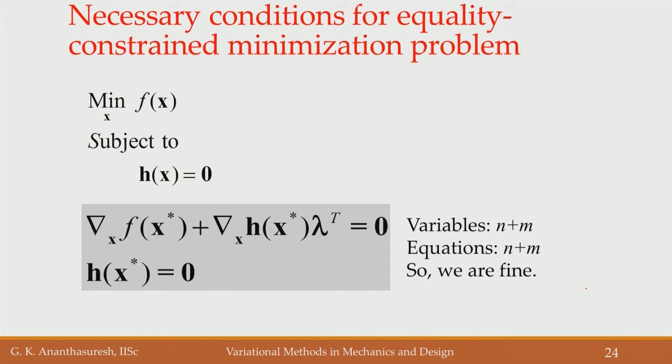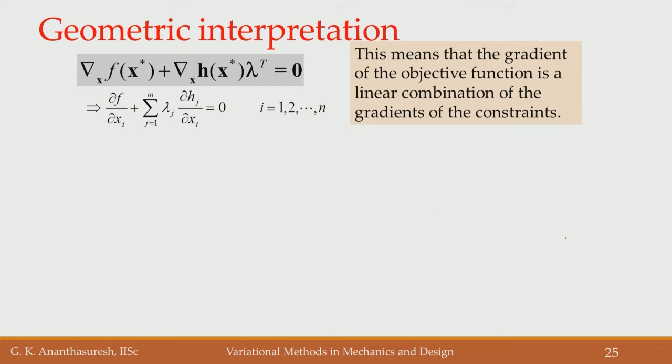But then we also have the Lagrange multipliers, lambda. So, we have n plus m variables, but then where are the equations? N equations we already saw, the necessary conditions. The other m equations are right here, which are the equality constraints. So, we have n plus m variables and n plus m equations, we are fine, we can solve. That is how we deal with equality constraints.